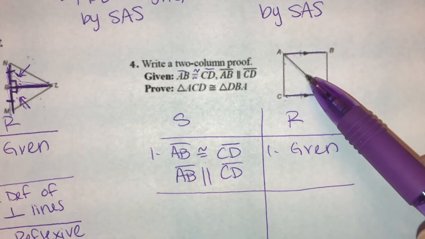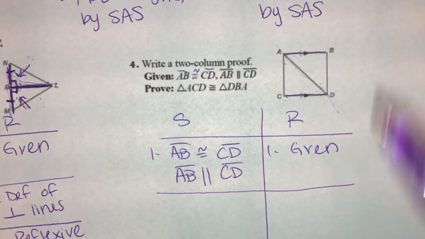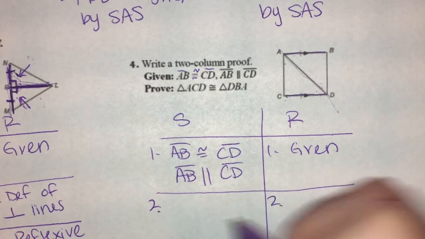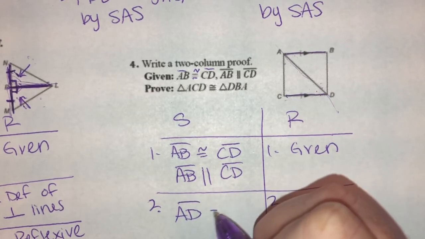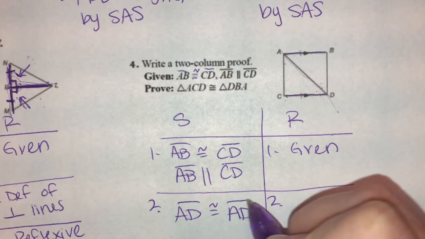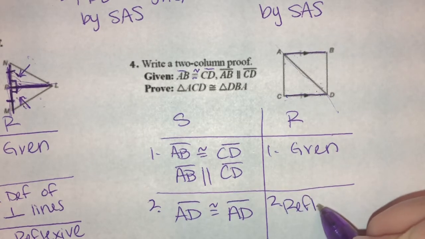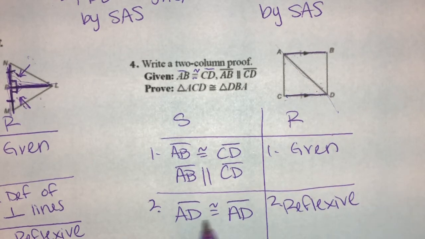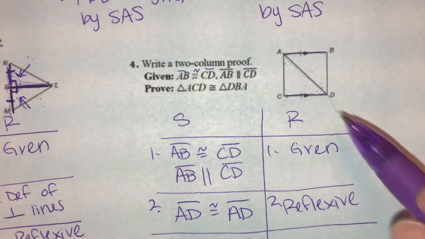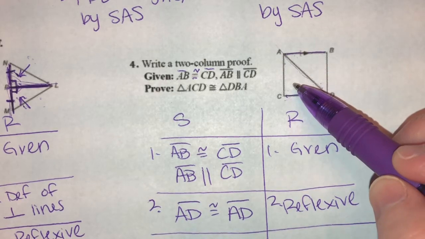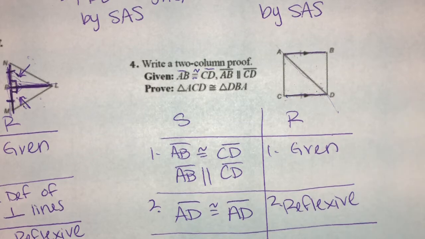I see that both triangles share a side, AD. So in step 2, I'm going to go ahead and get that one out of the way. AD is congruent to AD, and that's reflexive. When you say something's congruent to itself, that's a reflexive property. And it is congruent, whether we use it in the bottom triangle or the top.